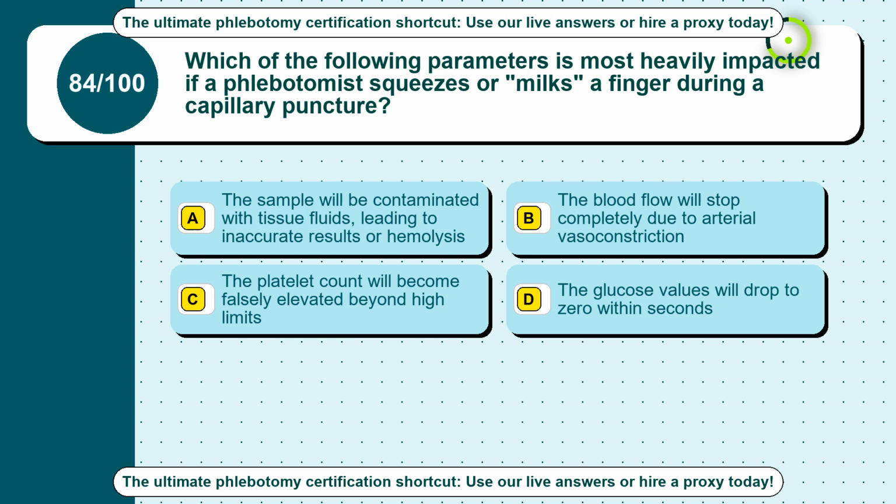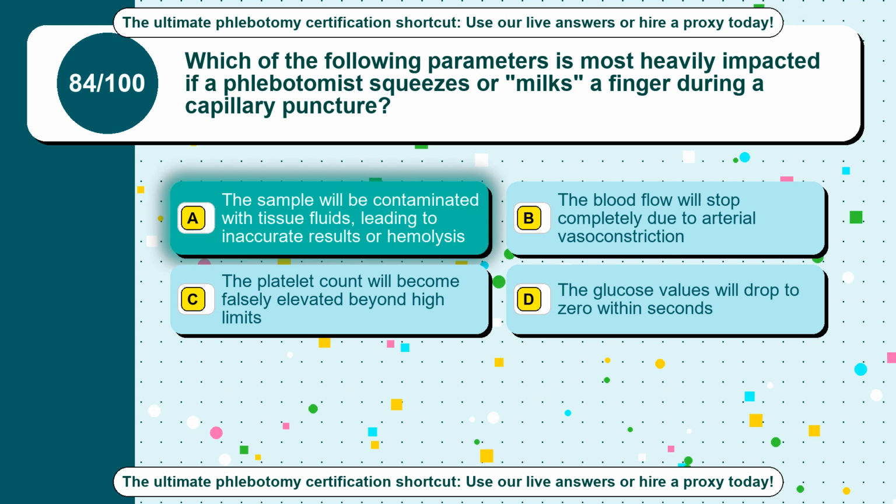Option A. The sample will be contaminated with tissue fluids, leading to inaccurate results or hemolysis. Option B. The blood flow will stop completely due to arterial vasoconstriction. Option C. The platelet count will become falsely elevated beyond high limits. Option D. The glucose values will drop to zero within seconds.